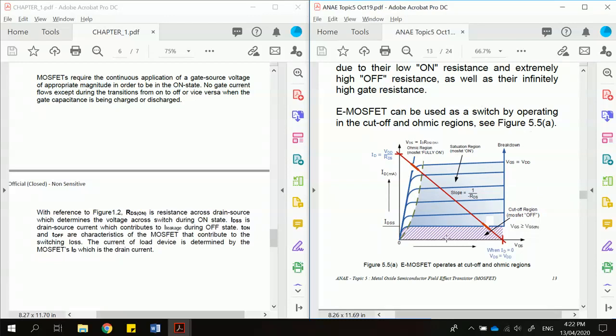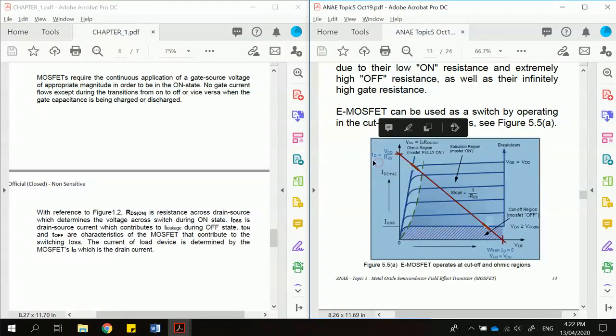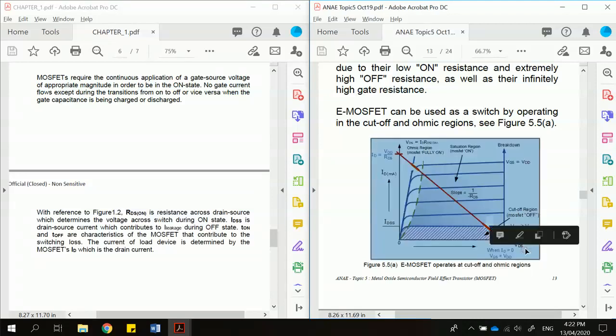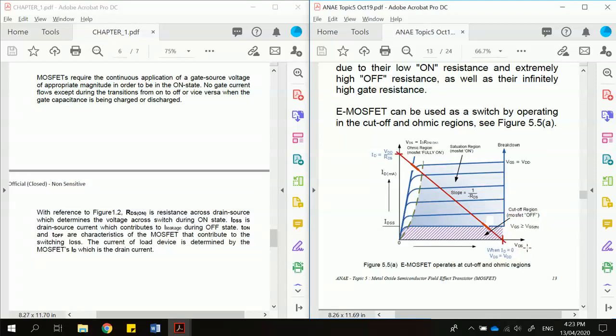We often see this chart of a MOSFET. The y-axis is ID, the drain current, and then on the x-axis is actually the VDS. VDS is the voltage across drain source. So the cutoff region is at this red strip. The red strip area over here is the cutoff region.